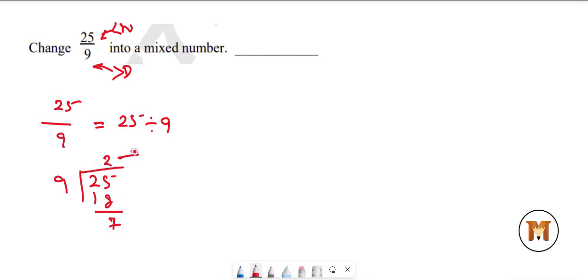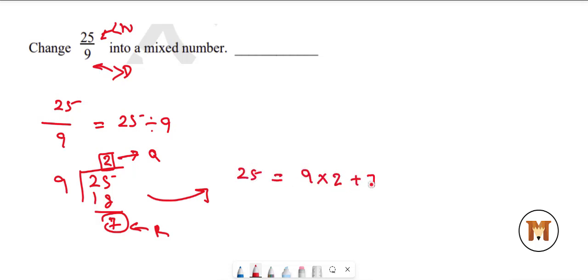So this is the answer, or the quotient, the whole number you will get. And this is the balance you have, which is the remainder. Now I'm going to write this equation. This is step 1, and after that you know that 25 can be made using 9 times 2 plus 7. 9 times 2 is 18, 18 plus 7 is 25.